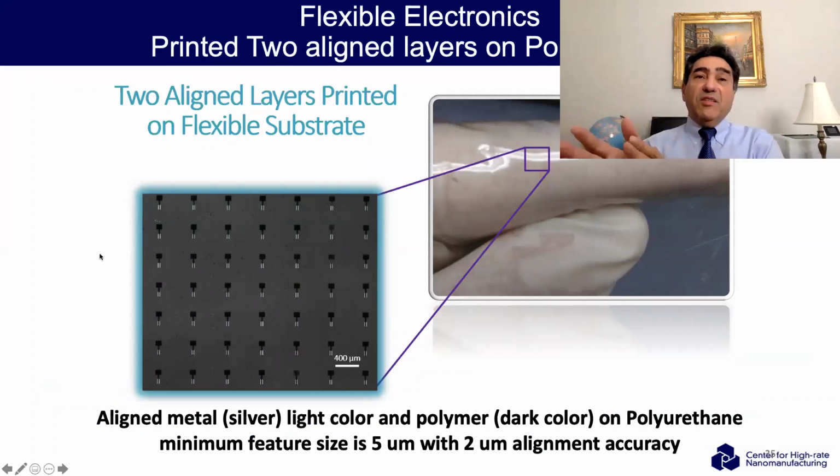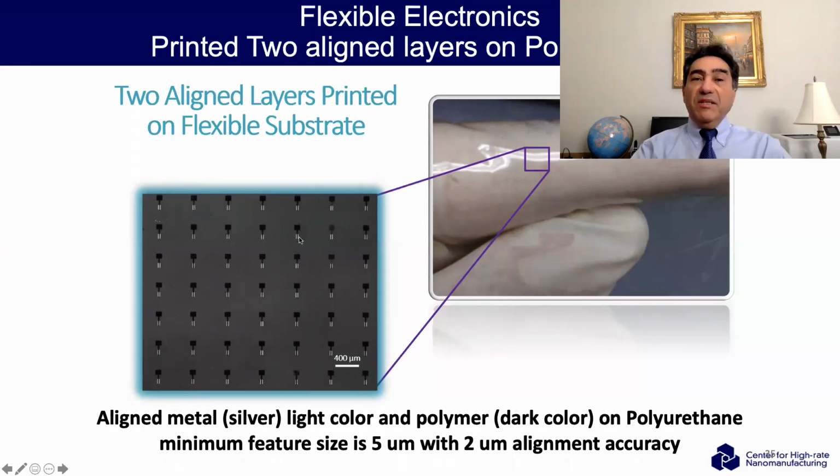By the way, the flexible tool is separate from the tool that prints on silicon and sapphires and other substrates. So they're really two different tools. One uses the template and one does not. So this is polyurethane. So you can see it's very flexible. And this is a line. So this is a gate and a channel underneath it.